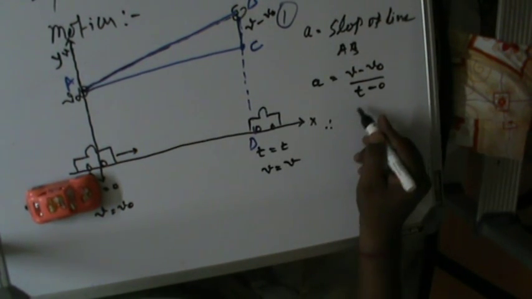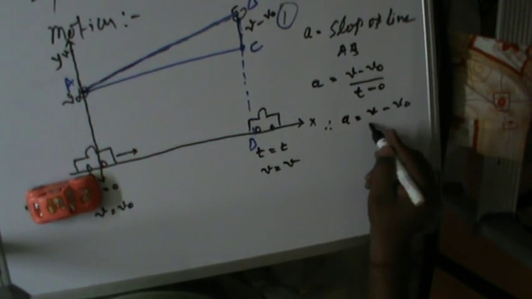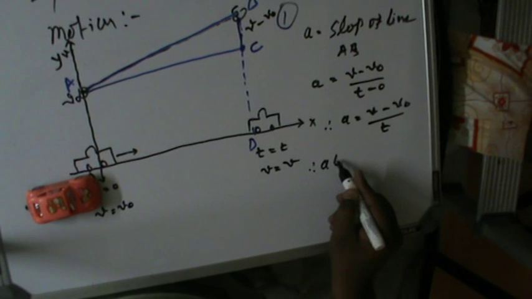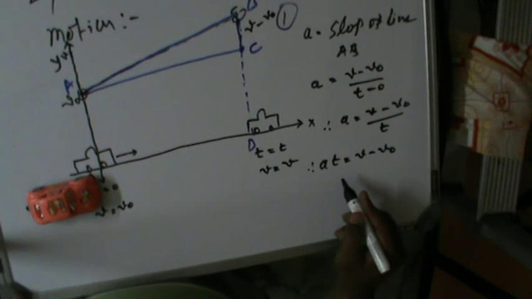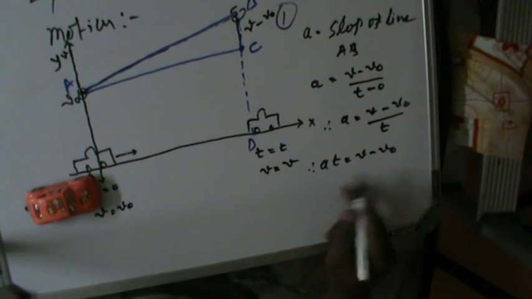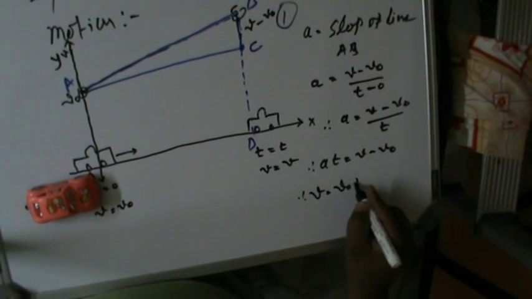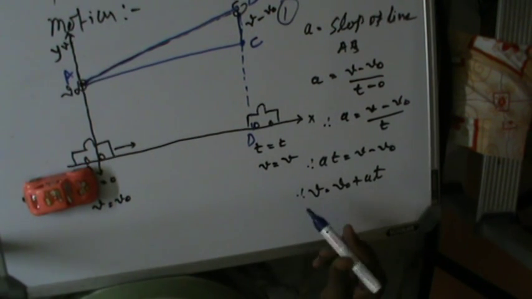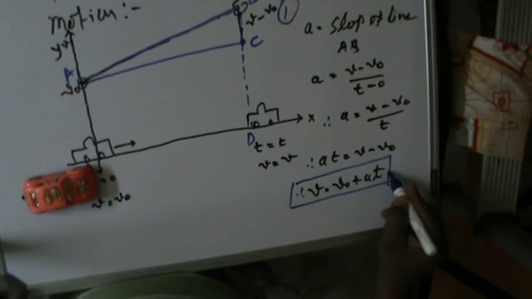Simplify these equations. So what we are getting: a is equal to V minus V0 upon t. Simplifying again, at is equal to V minus V0. We have to write the capital V here. With more simplification, we can say V is equal to V0 plus at. You know very well, friends, this is our first equation of uniformly accelerated motion, equation number 1.